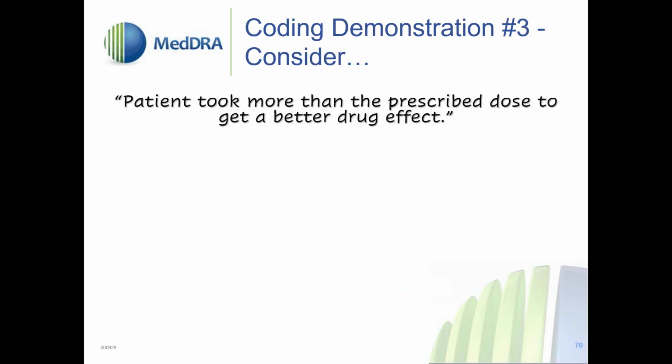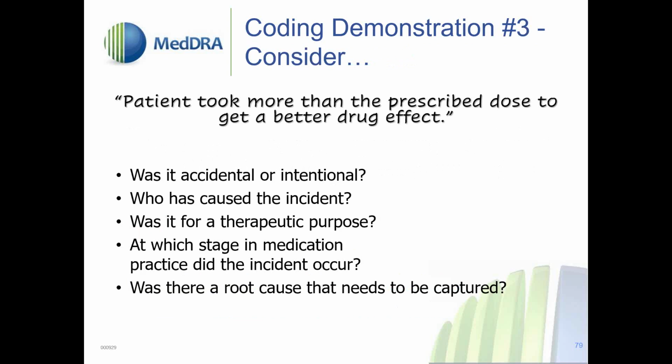Patient took more than the prescribed dose to get a better drug effect. Let's look at the verbatim and answer the relevant questions again. So we know that it was intentional. We know who has caused the incident. It was a patient. We know it was for therapeutic purposes. The patient wanted to get a better drug effect. And we also know the stage in the medication practice where the incident occurred, because the patient took more than the prescribed dose to get a better drug effect, and no root cause was provided.